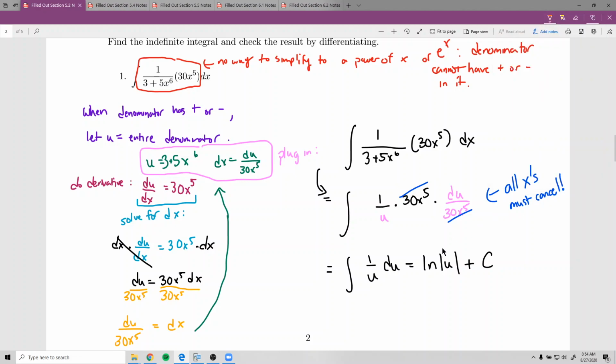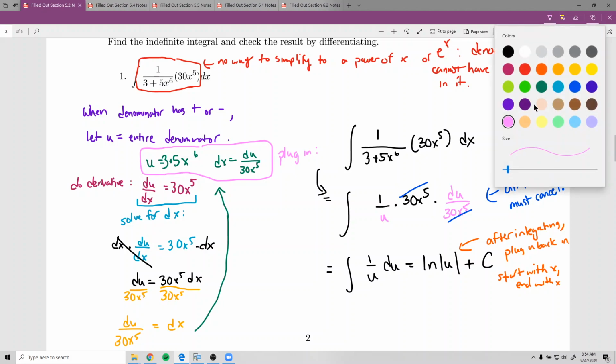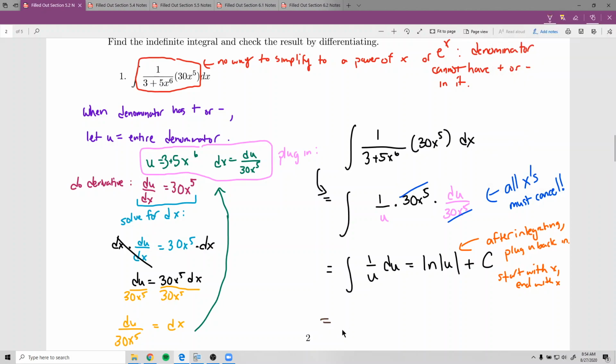And then the last and final step, once you're here, you've done 99% of the work. You just don't want to forget this. After integrating, plug back in what u is. A good thing to remember is since we started the problem with x's, we want to end the problem with x's. Once you do that, it's pretty direct here. So we get the natural log, the absolute value of u, which is 3 plus 5x to the 6th, plus c. And that's our final answer.